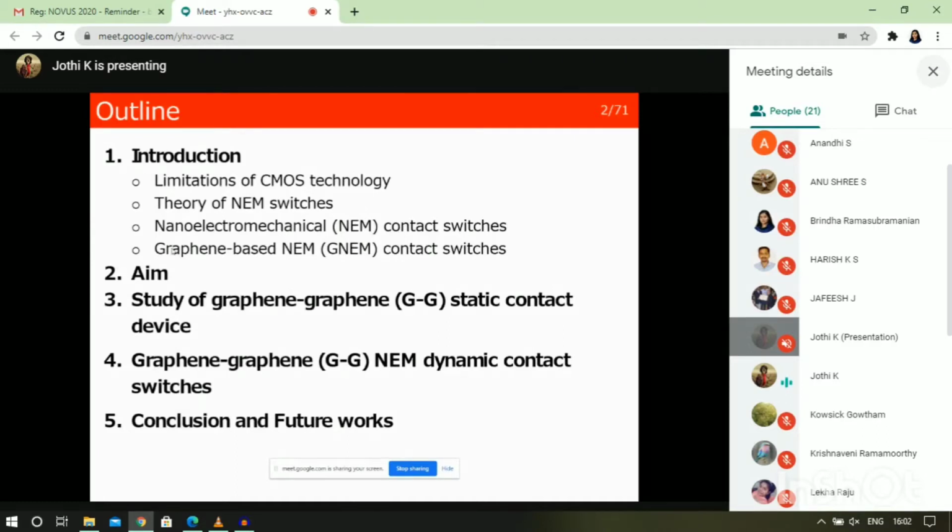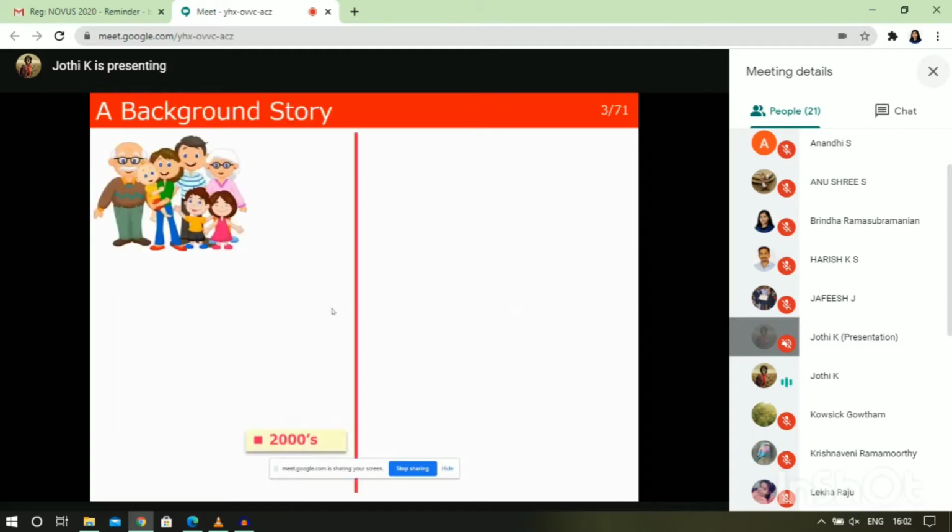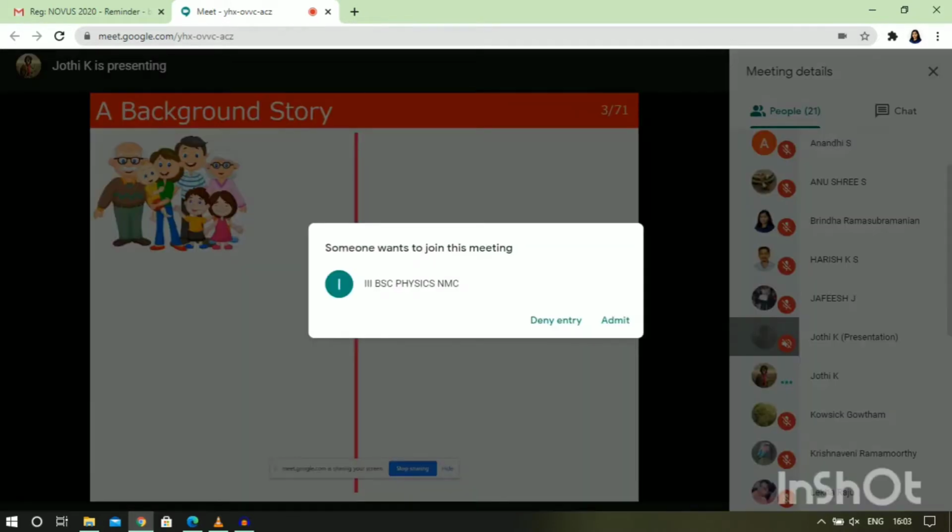Now we are driving to a conclusion that 2D materials can be an alternative for CMOS electronics. This is the outline that I prepared at the end of my PhD. It starts with the limitations of CMOS technology, and all the way we use 2D materials as an alternative for CMOS, and then we try to conclude that this can be a potential candidate for future electronics. That's what I did in my whole PhD.